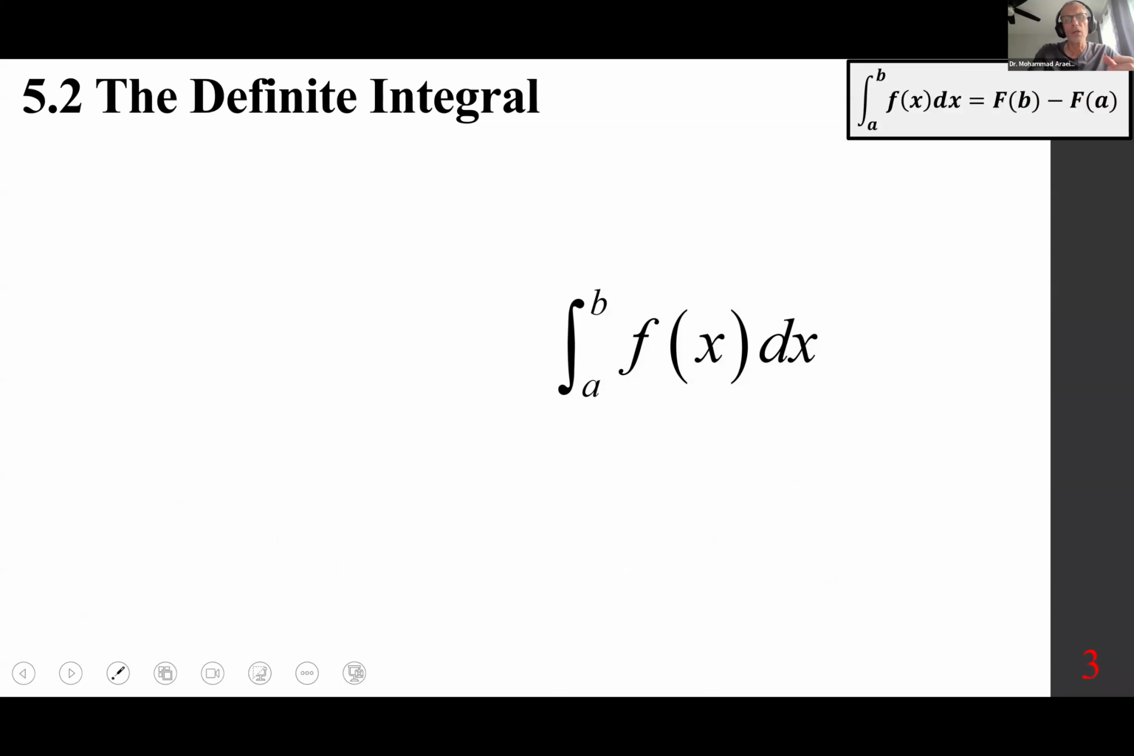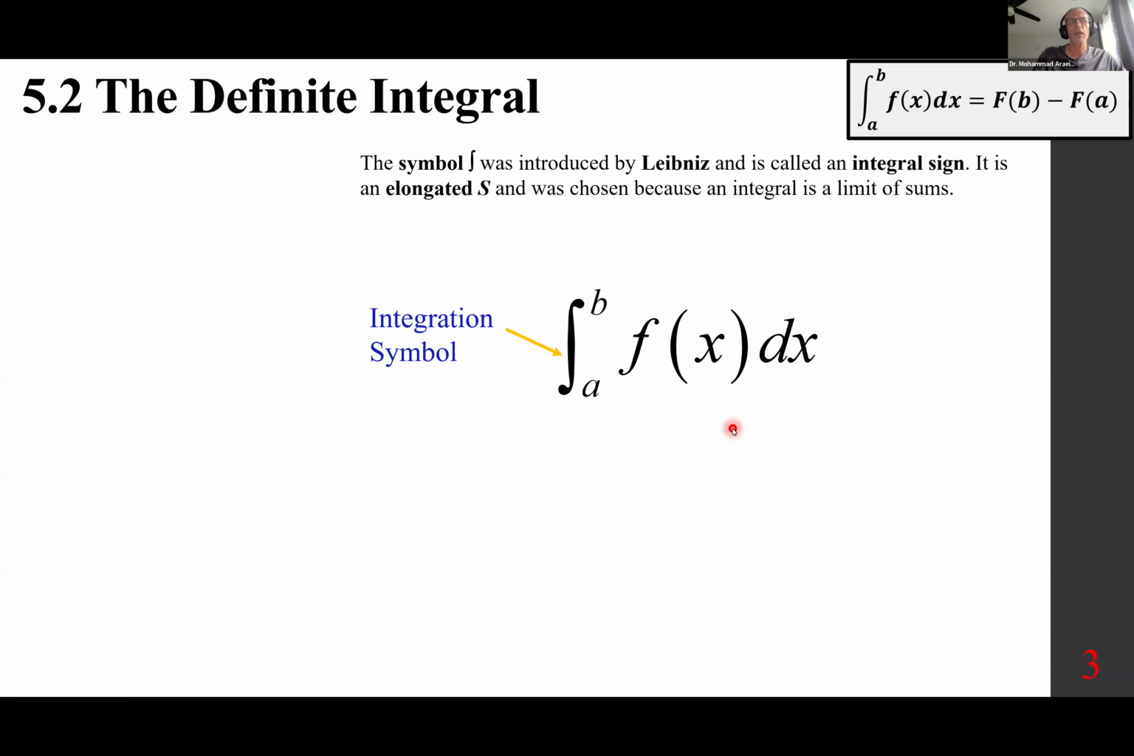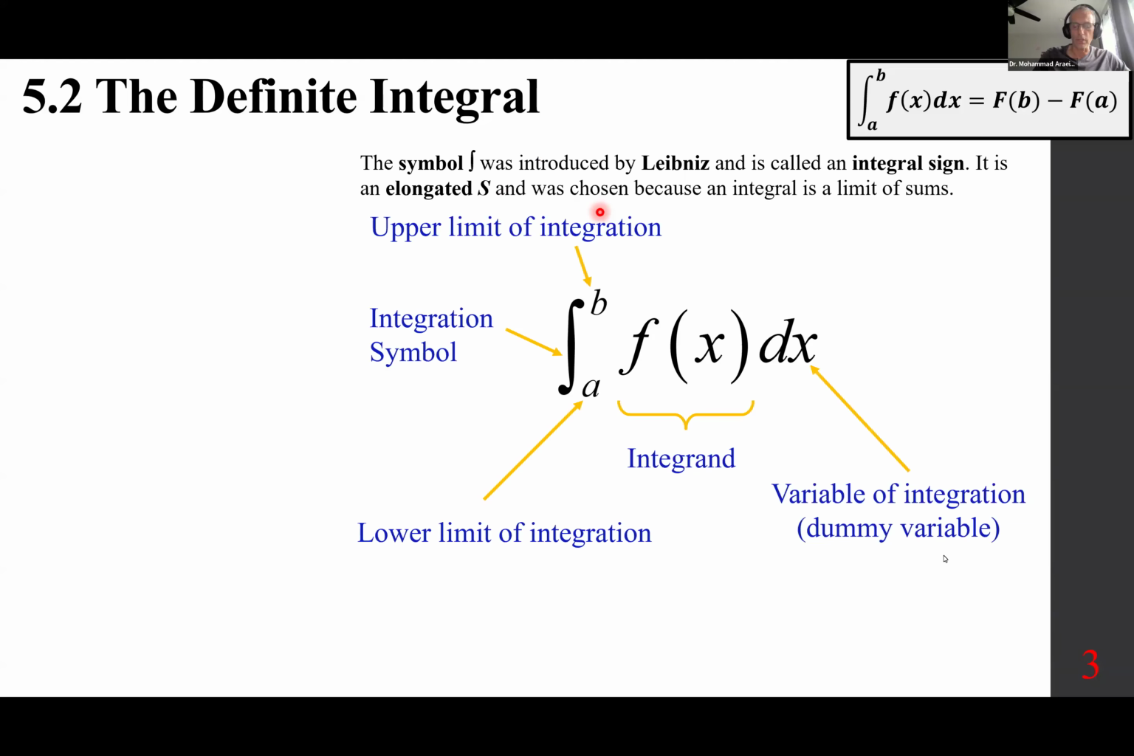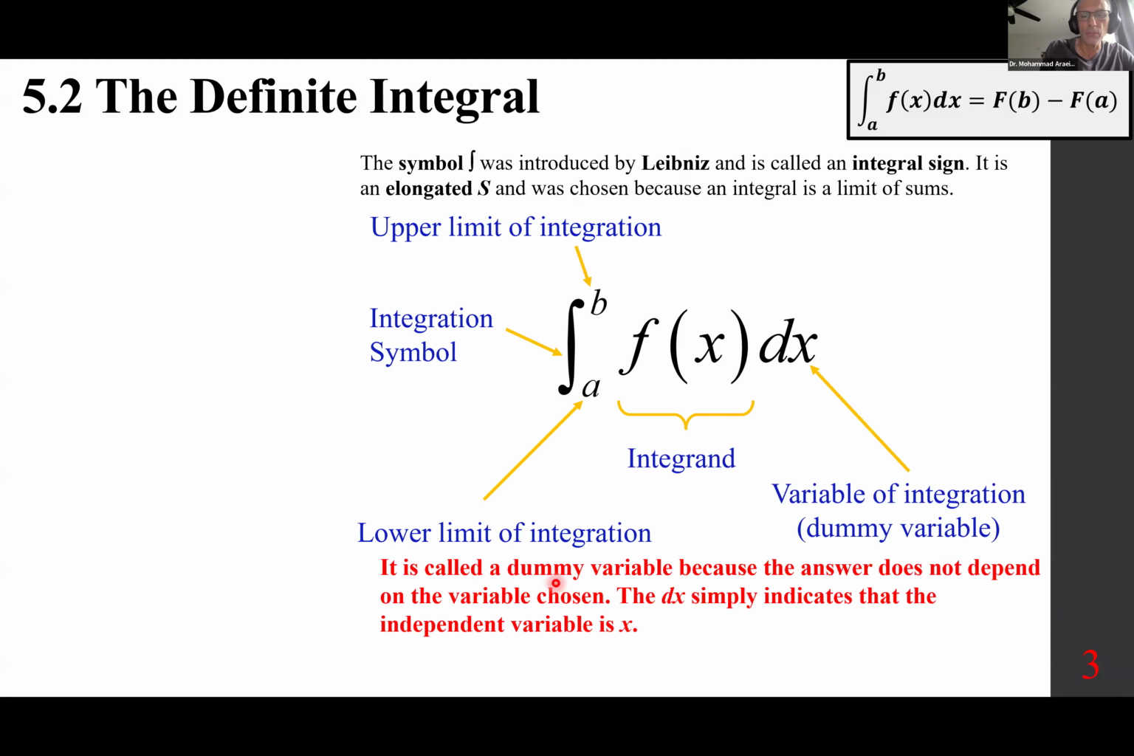Now, just to understand the various parts of this definite integral, this is the integration symbol. The symbol was introduced by Leibniz and is called the integral sign. It is an elongated S and was chosen because an integral is a limit of sums. Then we have the lower limit of integration, upper limit of integration, integrand, and variable of integration, also known as the dummy variable, because the answer does not depend on the variable chosen. The dx simply indicates that the independent variable is x.